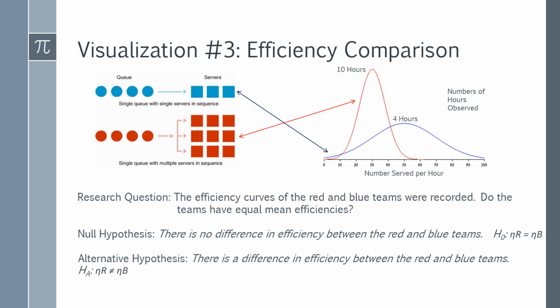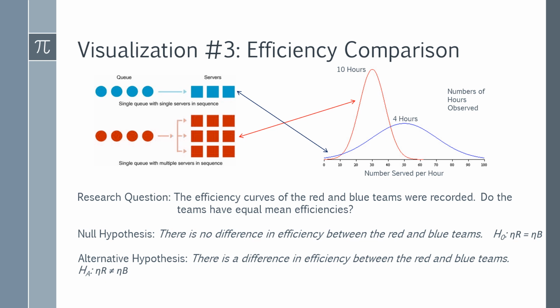Okay, let's look at visualization number 3. This is a comparison of efficiency amongst, looks like servers. Our research question here is: the efficiency curves of the red and blue teams were recorded. Do the teams have equal mean efficiencies?